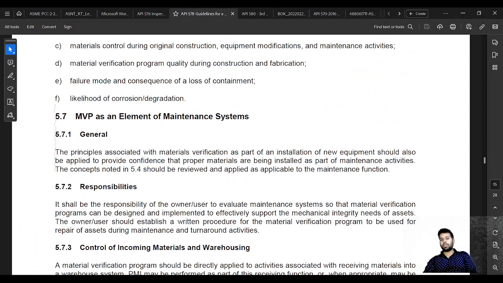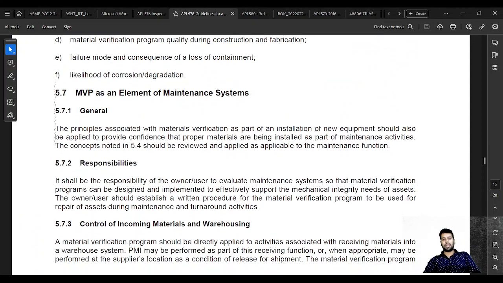So, material verification program as an element of the maintenance system. Generally, a good material verification program can also be included in a maintenance program whenever you are doing a repair or alteration to your system. That's why this is a huge part of the API ICP examination also.